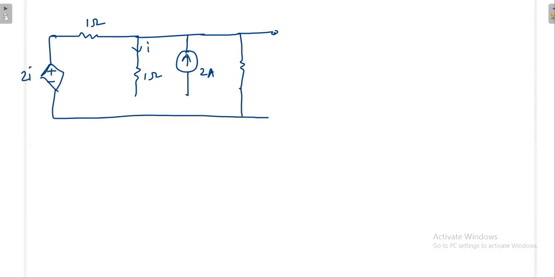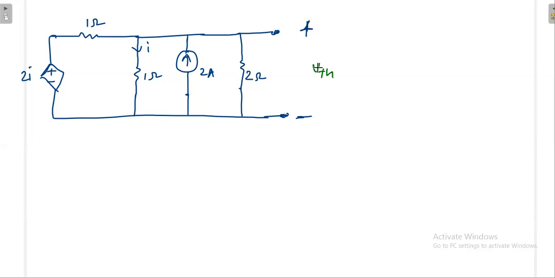Okay. This is our circuit. Already the load is removed. Say this is the plus terminal and this is the minus terminal. So directly this is V Thevenin. Now you have to apply a little bit of your knowledge.